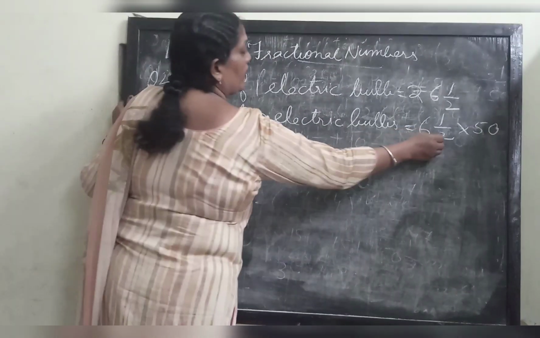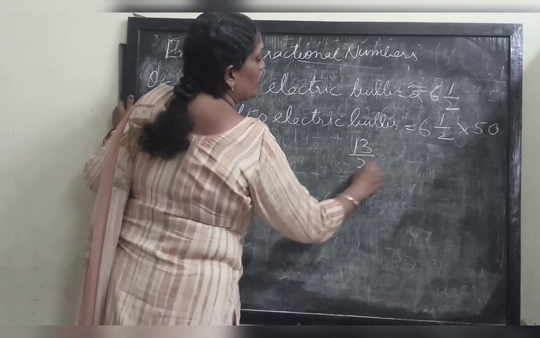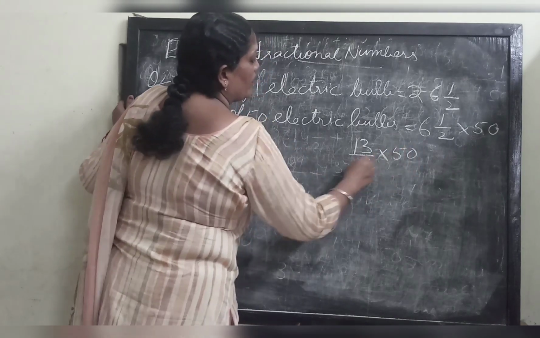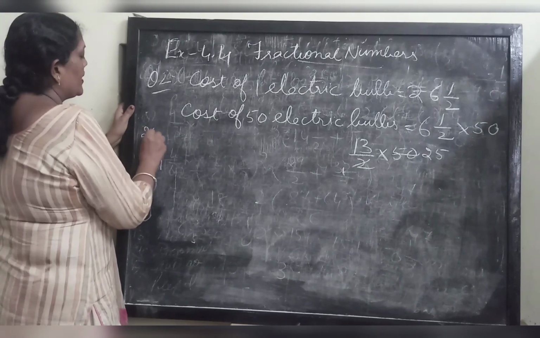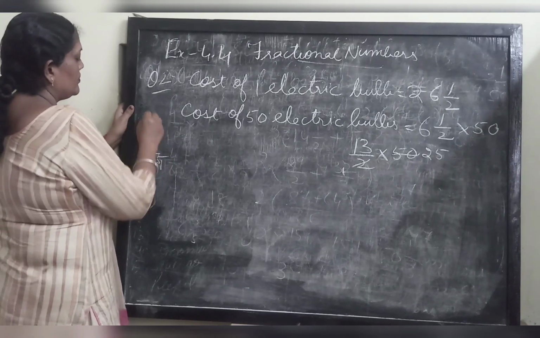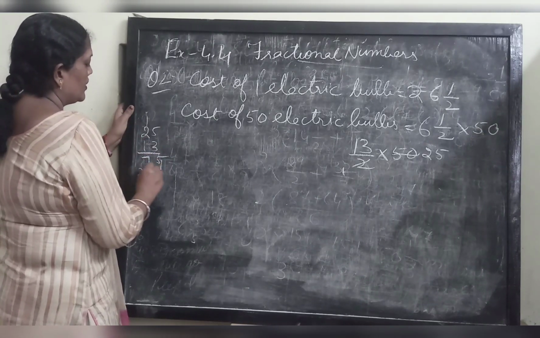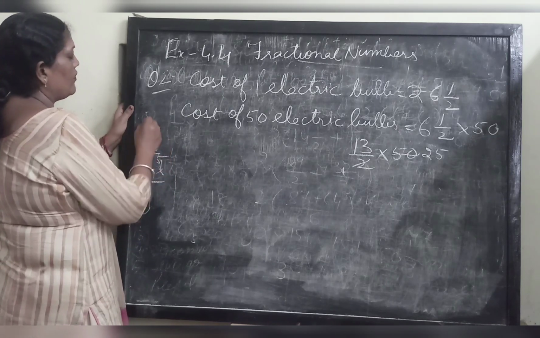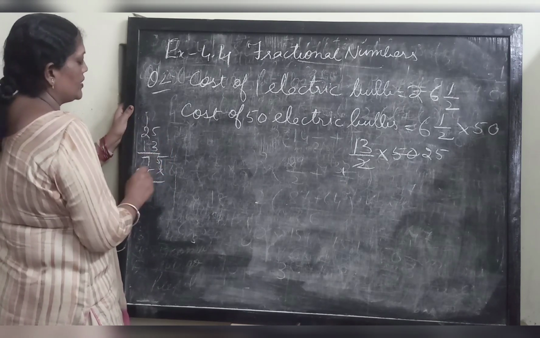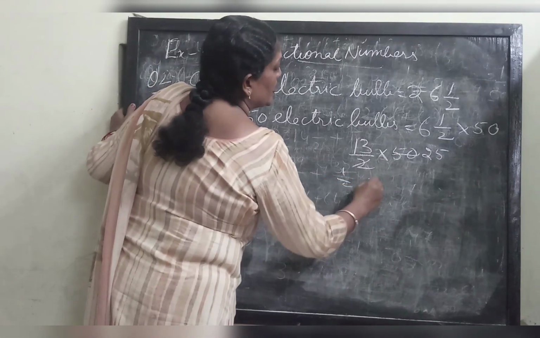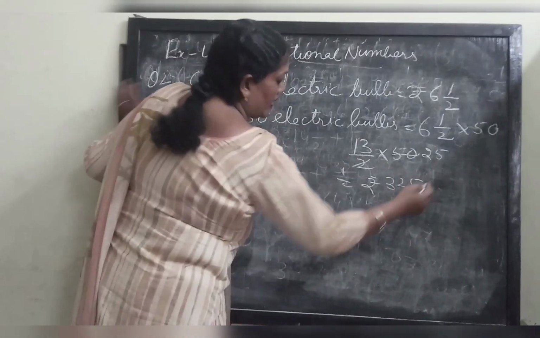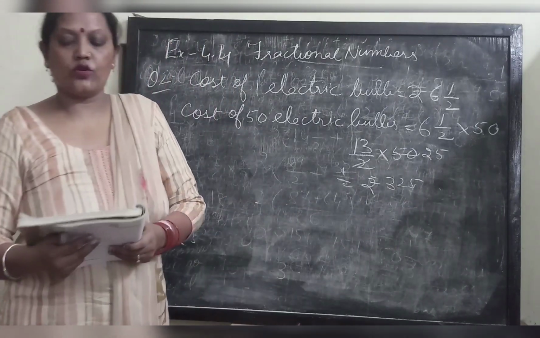6 2s are 12 plus 1, 13/2 into 50. 2 1s are 2, 2 25s are. What is 25 13s are? 5 3s are 15, 1 carry over, 3 to 6 and 1 7, 2 5s are 10, 325. Rupees 325. Now come to the next question.